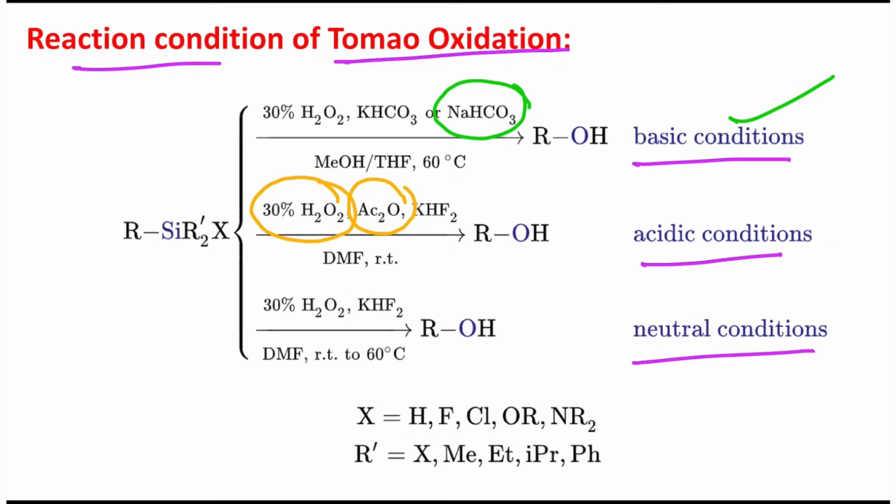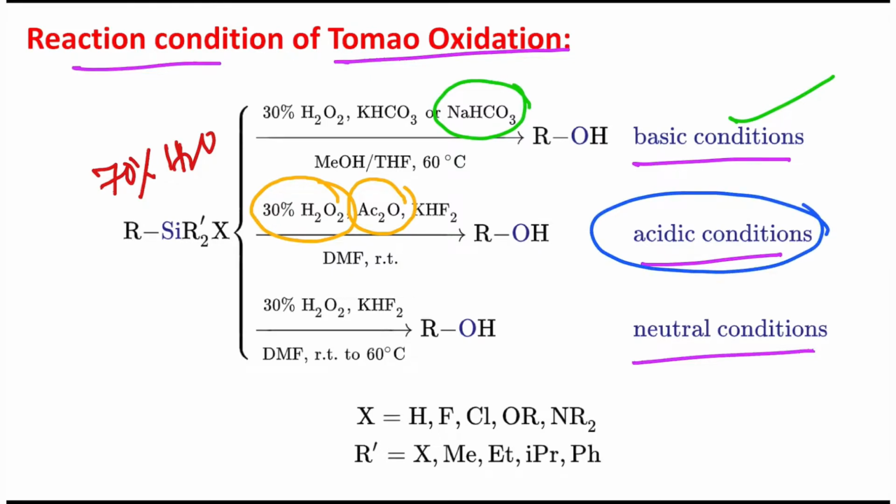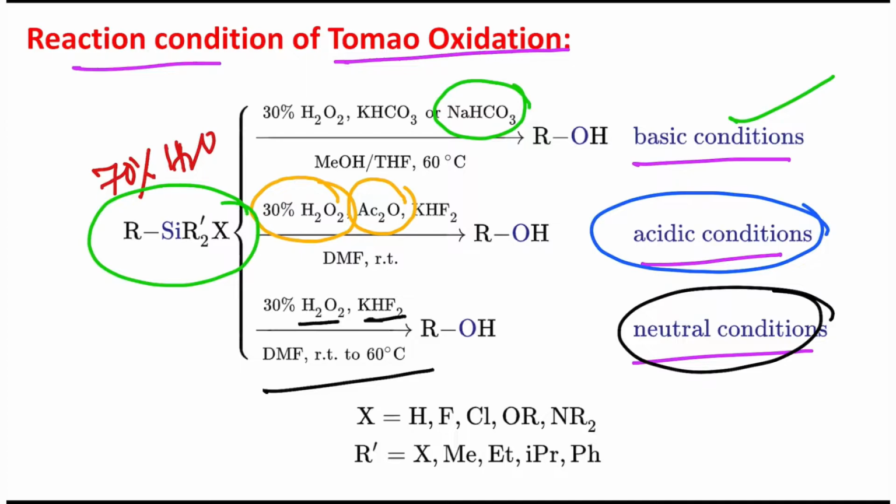So 30% is hydrogen peroxide. What is the 70%? Here 70% is water, and this water reacts with acetic anhydride to produce acetic acid, and that's why this is acidic condition. And another is neutral condition, where you can see hydrogen peroxide and KHF2, which we discussed some time before. So actually all 3 oxidize the corresponding silane to the alcohol, but the conditions are slightly different. And remember students, when we do this kind of reaction, we need to take care of what other functional groups are present in the molecule. Based on that we choose whether we go acidic, alkaline, or neutral.